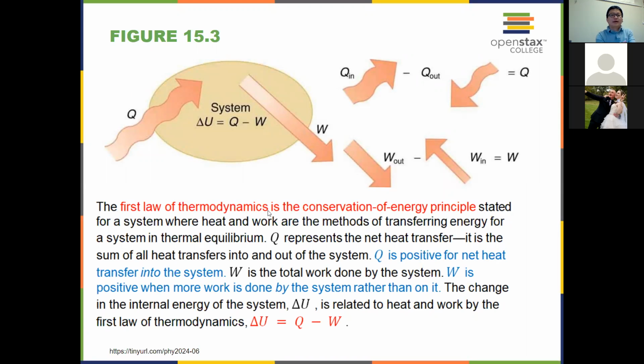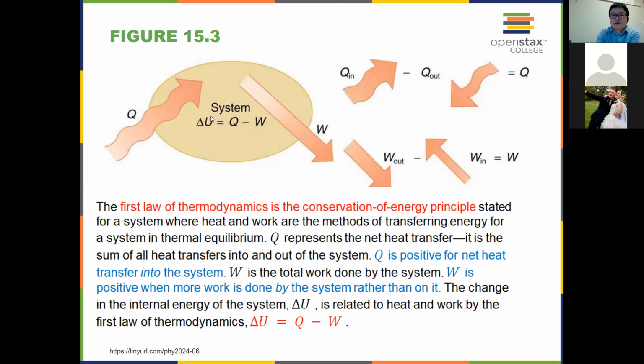So basically, from the experiment earlier, you will see that if you do work on the system, or if work is added to the system, then the temperature of the system will increase. Okay, so if the temperature of the system increases, then we say that internal energy is increased. Basically the internal energy of a system is directly determined by its temperature. Okay, so we call it U. All right, so delta U means change in internal energy.